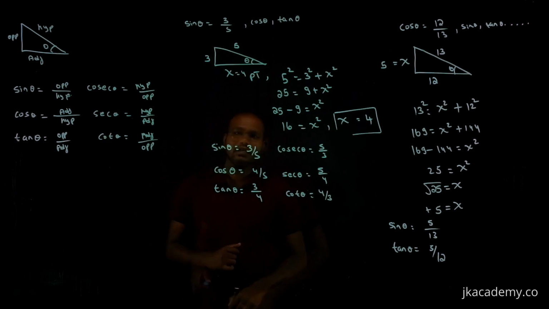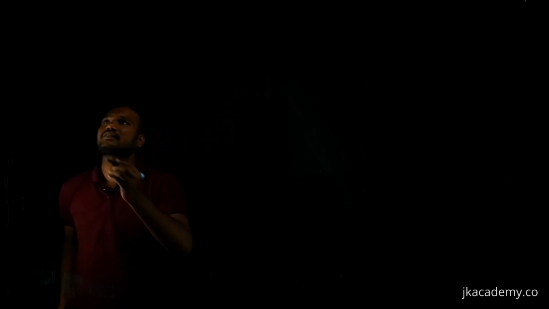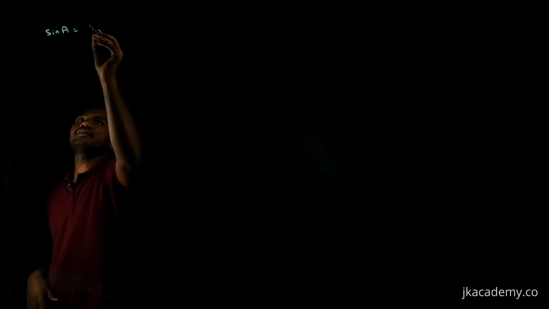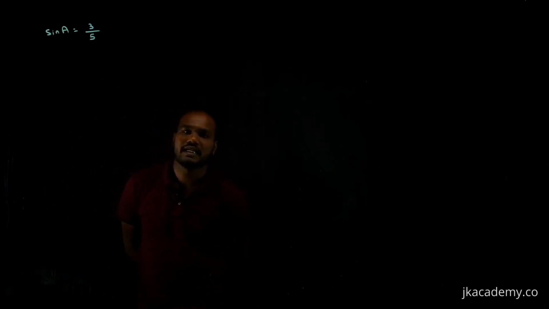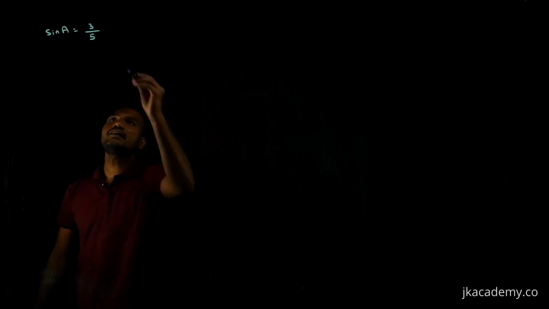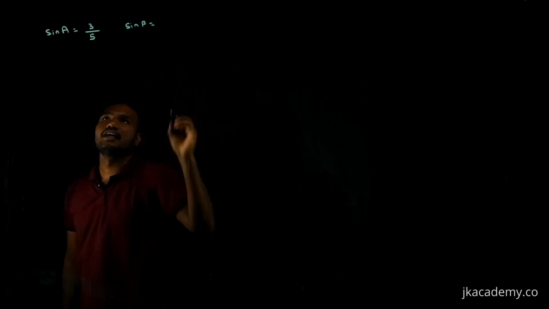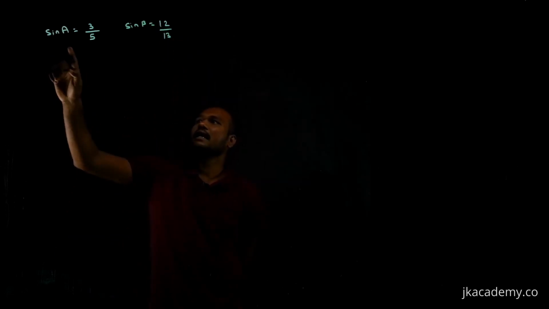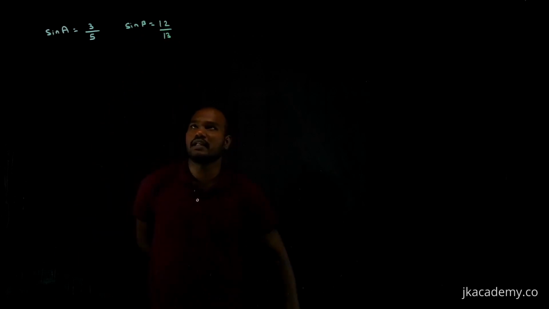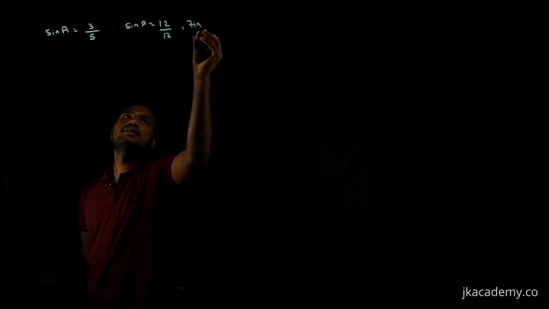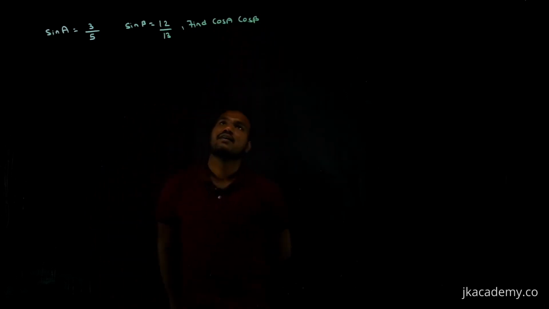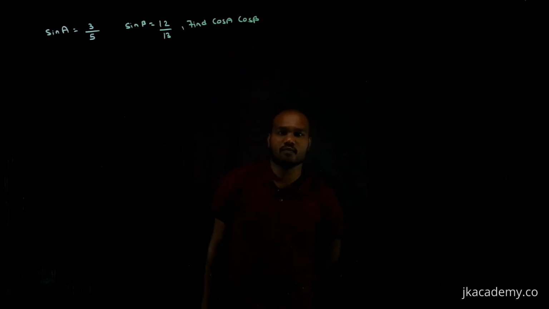Clear? Now, in the same method, let's start the upgraded questions. What are upgraded questions? They're also very simple. Instead of theta, they will give you sin A. Sin A, they will give as 3 by 5, and sin B, let's say, as 12 by 13. They will ask you to find cos A and cos B. So how to find them?